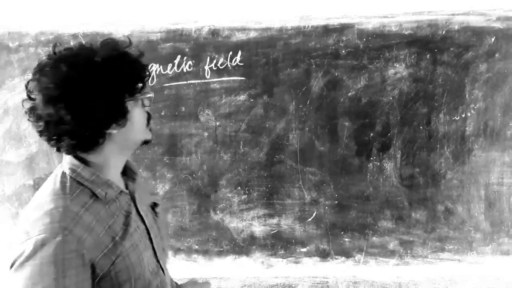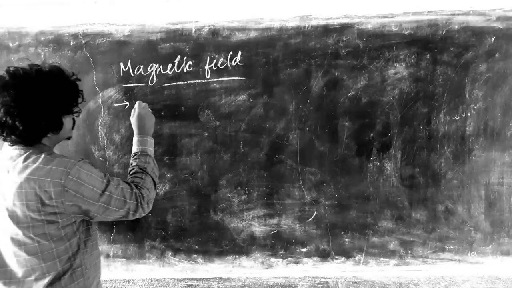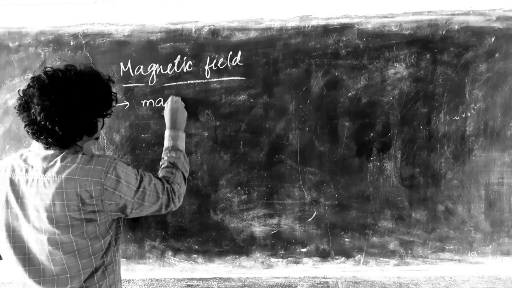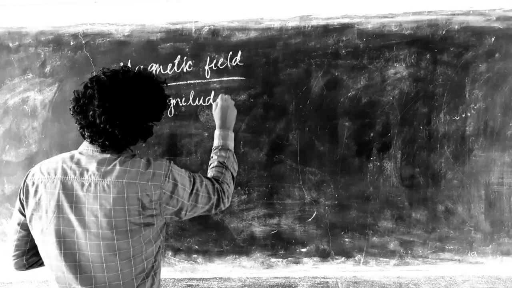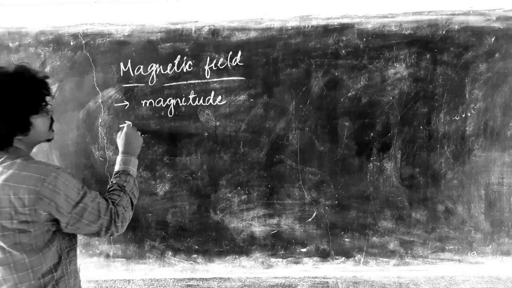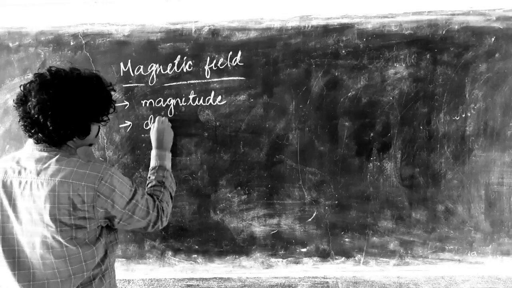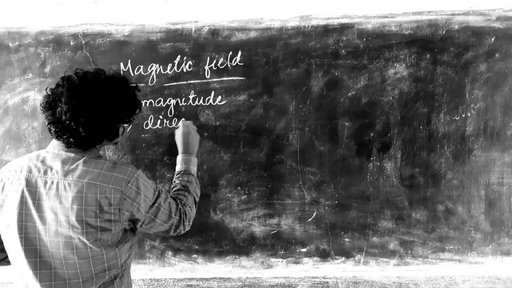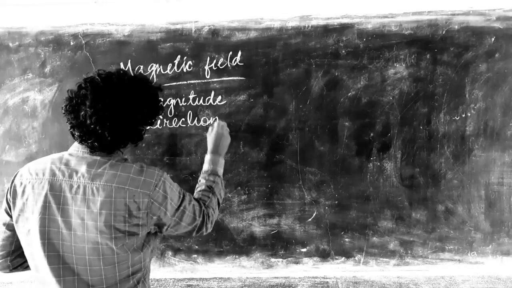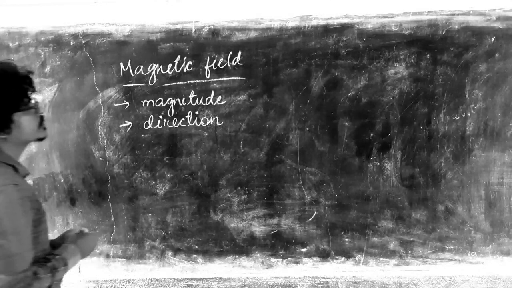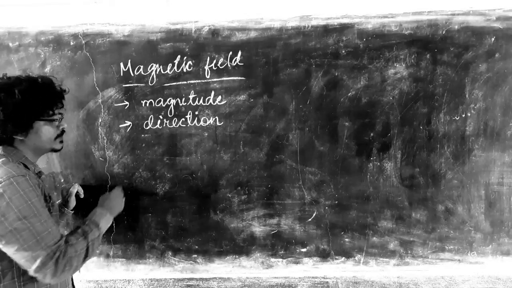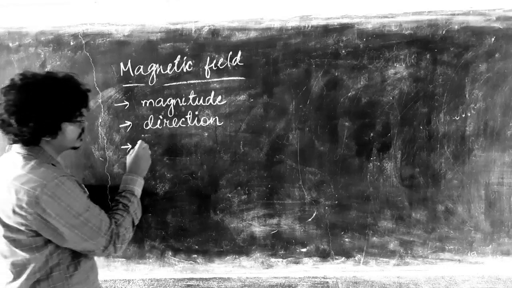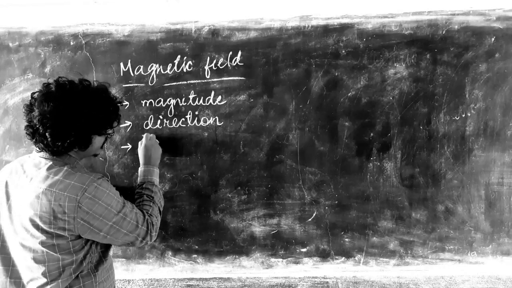So magnetic field has magnitude. Magnetic field has direction. Magnetic field has magnitude and direction. That means magnetic field is a vector quantity. In one word, it is a vector quantity.